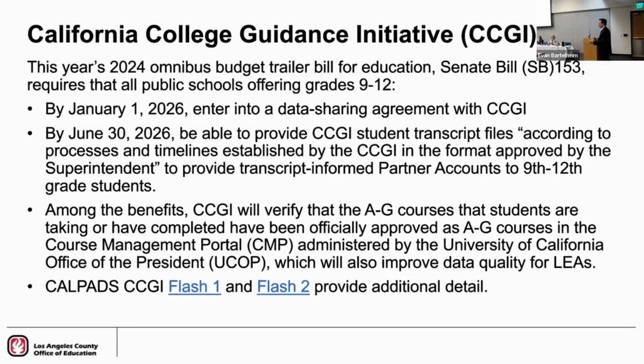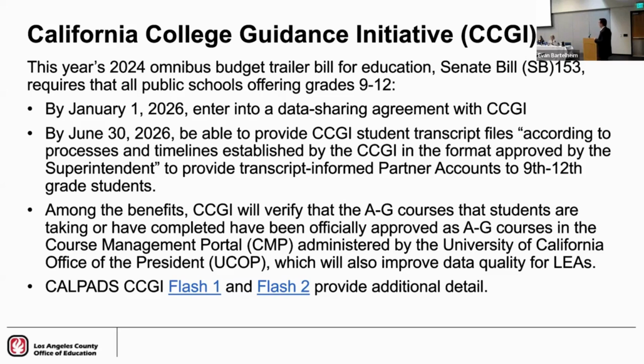And by the way, CCGI is UC's and Cal State's organization. It's a third party that runs through them. And then by June 30th of 2026, you'll have to provide the student transcript files that will allow you to provide these transcript informed partner accounts. And as a parent of current 12th graders, I can tell you I would really embrace this right now because I'm manually entering all the grades into the Common App and the UC. All that will be automated once this is in place.